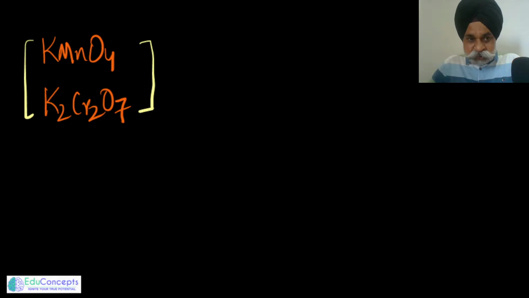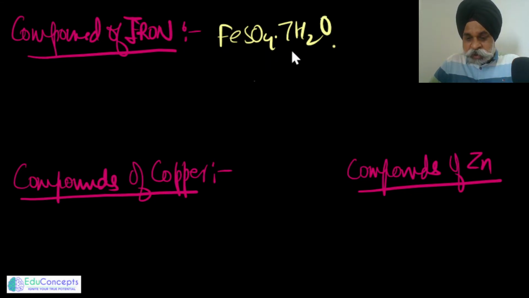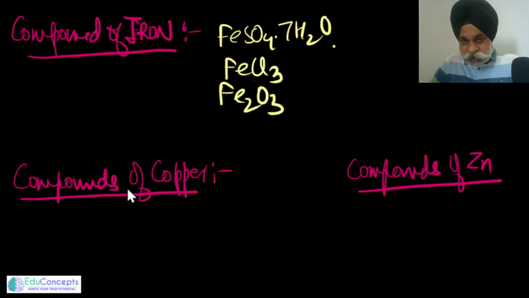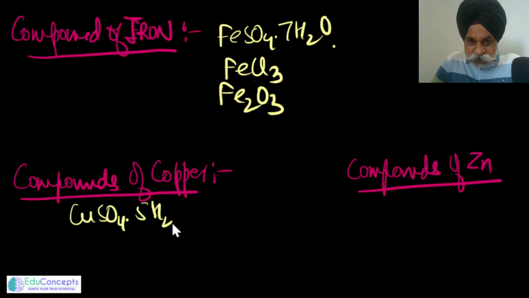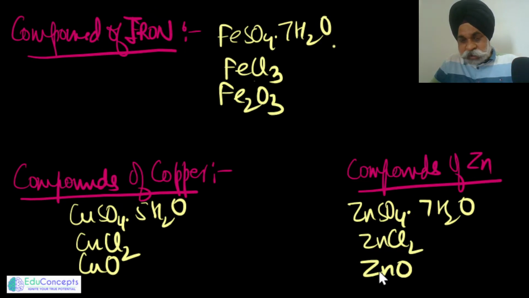The other compounds you have to focus on are the compounds of iron: ferrous sulfate, which we call green vitriol, then ferric chloride and ferric oxide. These are the 3 compounds. For copper, it is copper sulfate, which we call blue vitriol, cupric chloride, and cupric oxide. Similarly for zinc: zinc sulfate, white vitriol, then zinc chloride and zinc oxide, which is called philosopher's wool.